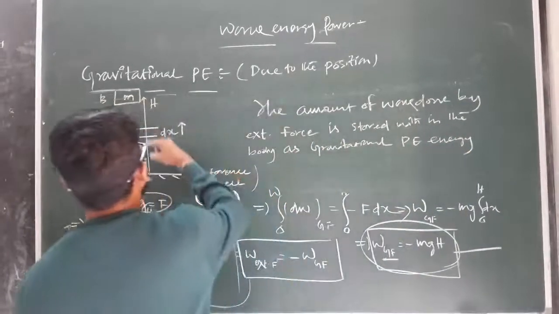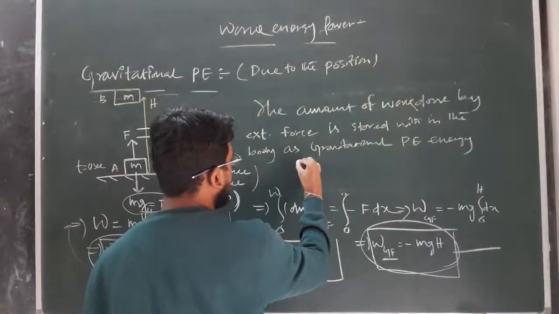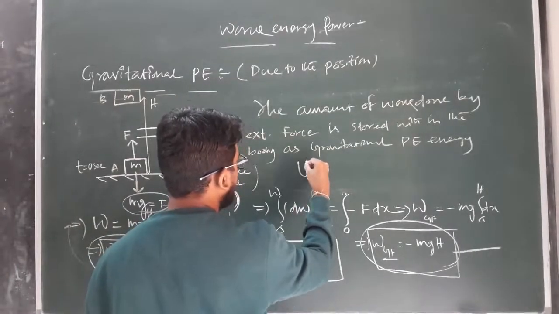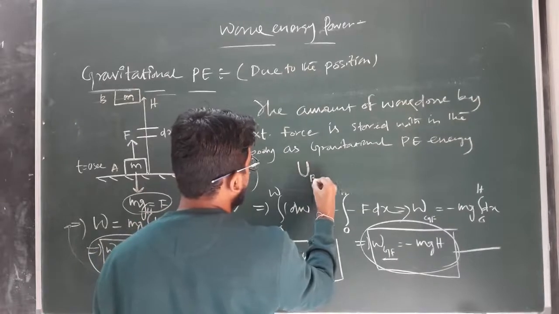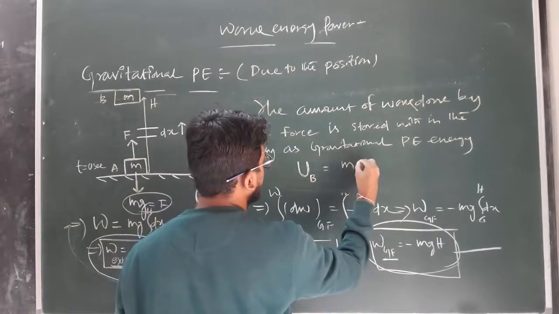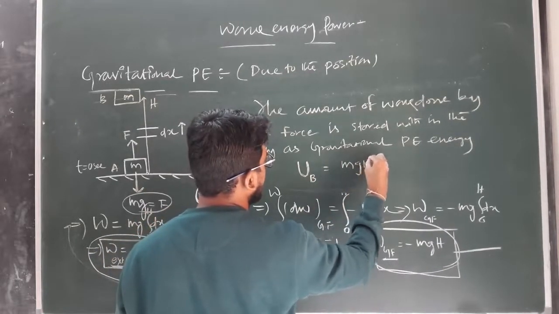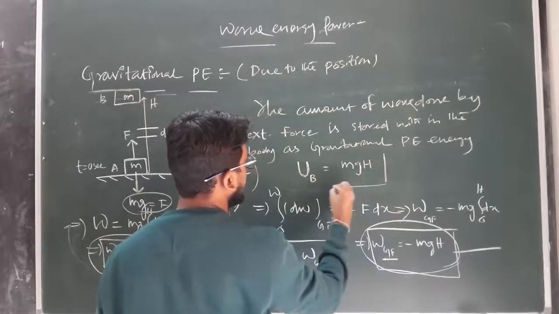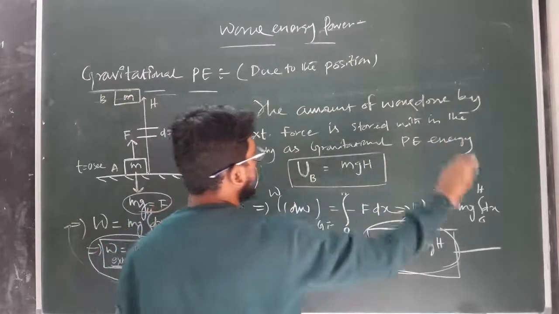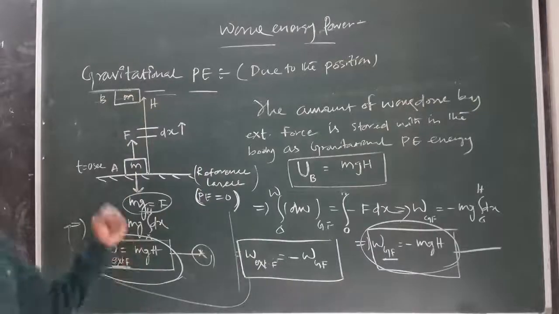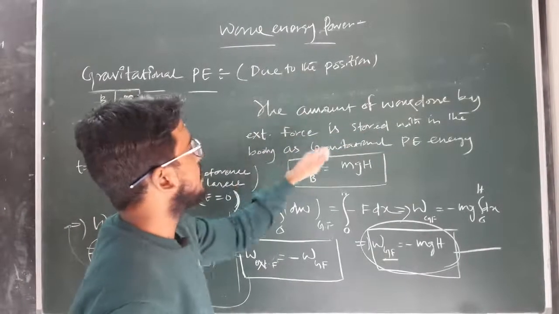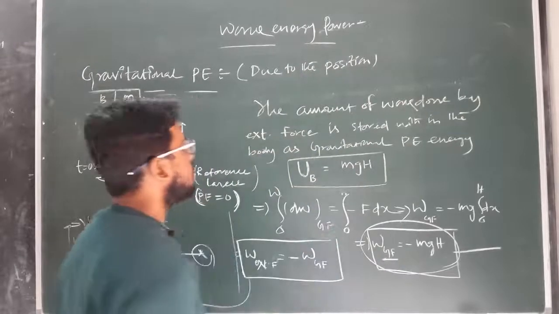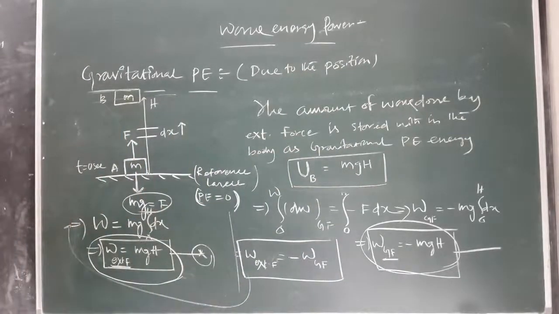So the potential energy of the block at point B, let it be denoted by capital U at B, is equal to how much? mgh. Okay. So the amount of work done by external force is stored within the body as gravitational potential energy, that is U_B equal to mgh. Clear?